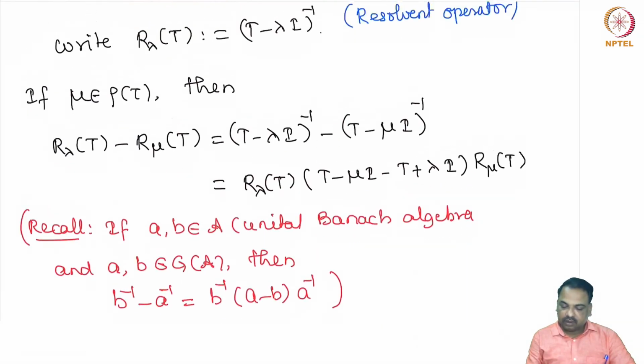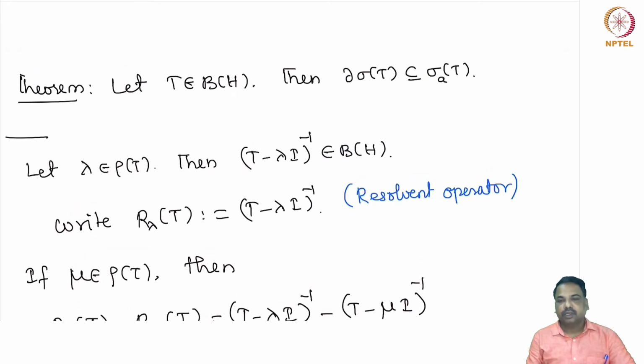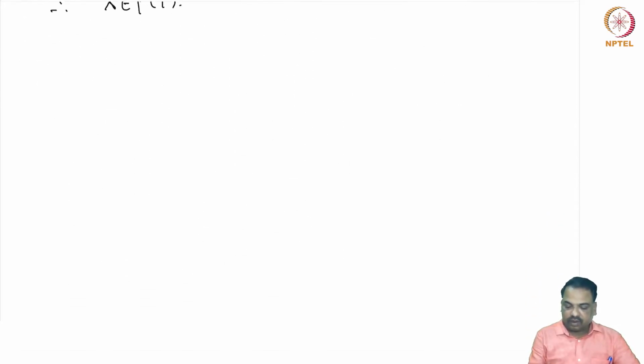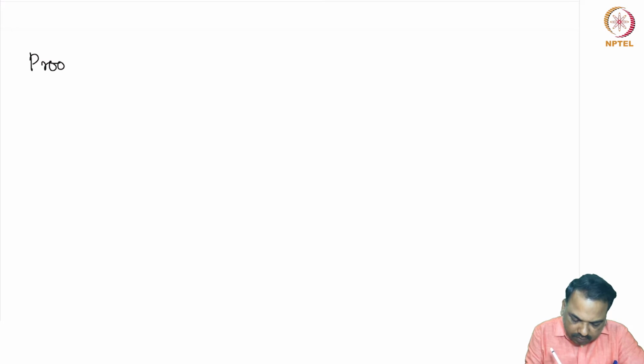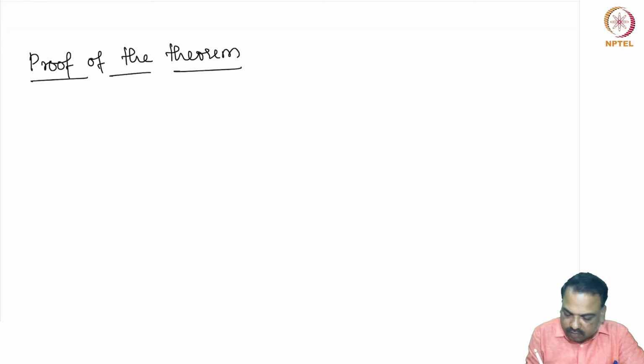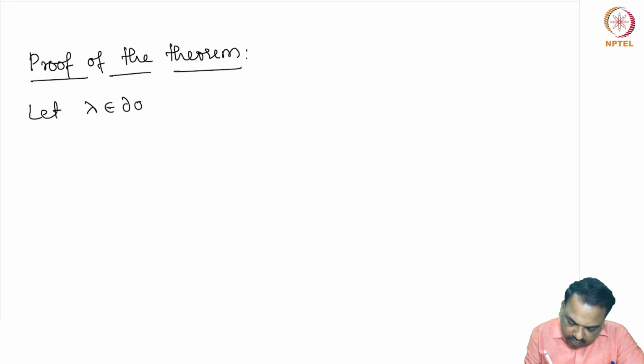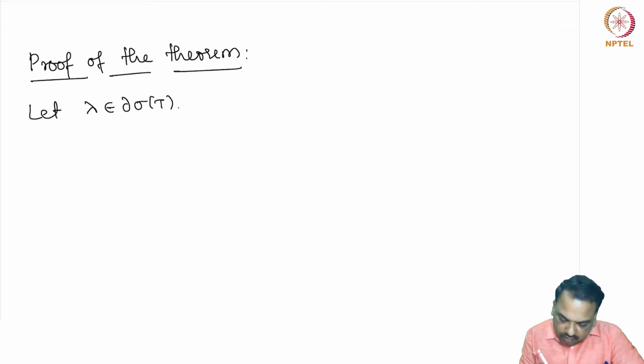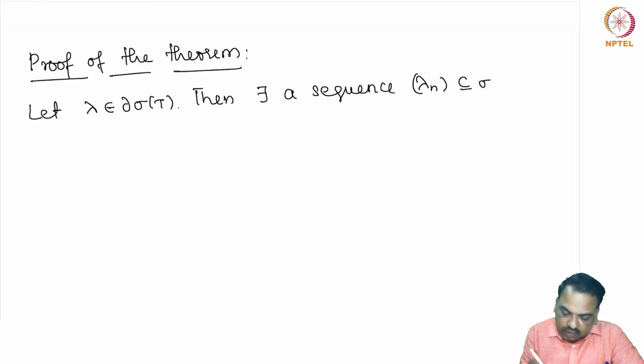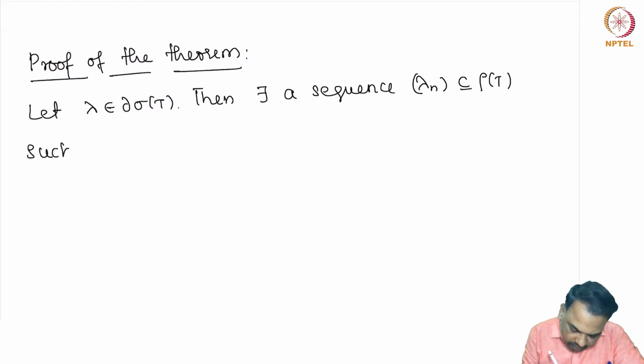Okay, now using this lemma we want to show that the boundary of the spectrum is a part of the approximate point spectrum. So let us look at the proof of the theorem. Let us take lambda in the boundary of the spectrum of T. Then there exists a sequence lambda n from the resolvent of T. Because lambda is a boundary point, we can get a sequence from the resolvent such that lambda n converges to lambda.